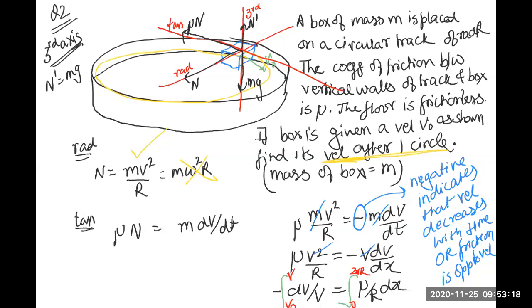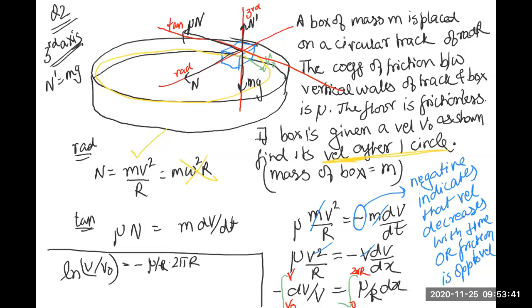Okay? So I integrate, and moving the minus sign to the other side, I will get ln v by v naught is equal to minus mu by r into 2 pi r. The r and r also cancel. So v is equal to v naught e raised to the power minus 2 pi mu. This will be the velocity.